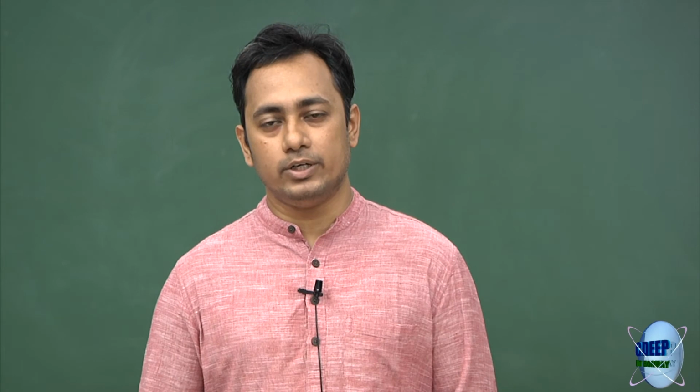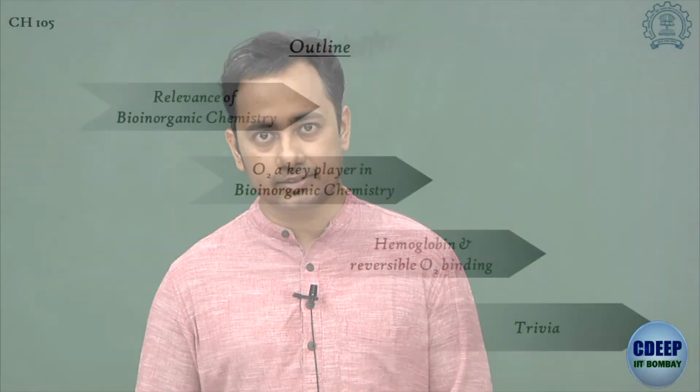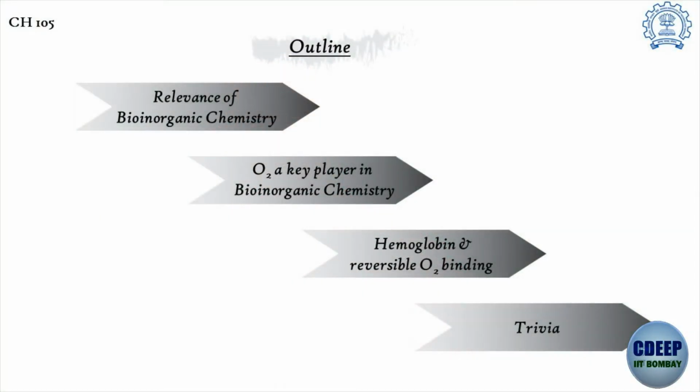Let's take a look into the outline of this course in the slides. So this course actually has 4 different parts that we will cover. First, we will learn why we want to learn about bioinorganic chemistry. Secondly, how oxygen plays a key role in the evolution of bioinorganic chemistry. And third, we look into hemoglobin and how it helps in reversible oxygen binding. And at the end, we will discuss some interesting cases where bioinorganic chemistry affects our life.